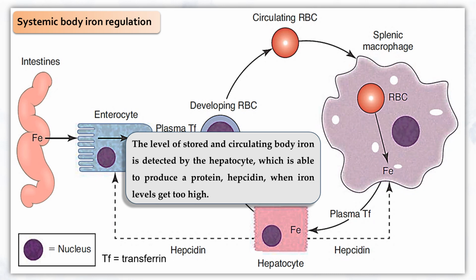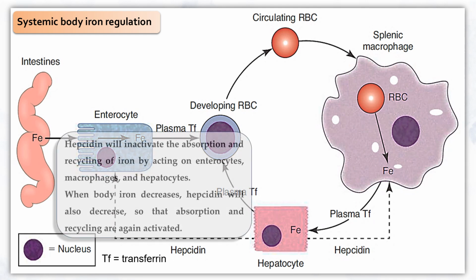The level of stored and circulating body iron is detected by the hepatocyte, which is able to produce a protein, hepcidin, when iron levels get too high. Hepcidin will inactivate the absorption and recycling of iron by acting on enterocytes, macrophages, and hepatocytes. When body iron decreases, hepcidin will also decrease, so that absorption and recycling are again activated.